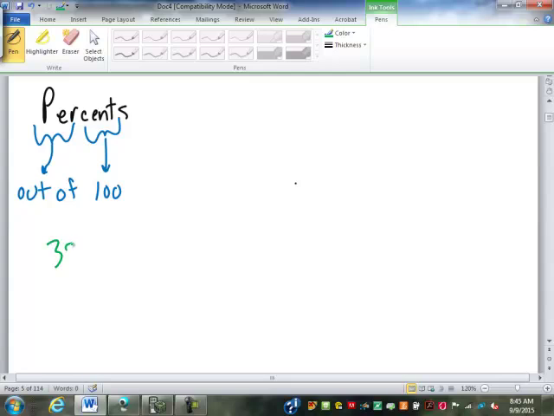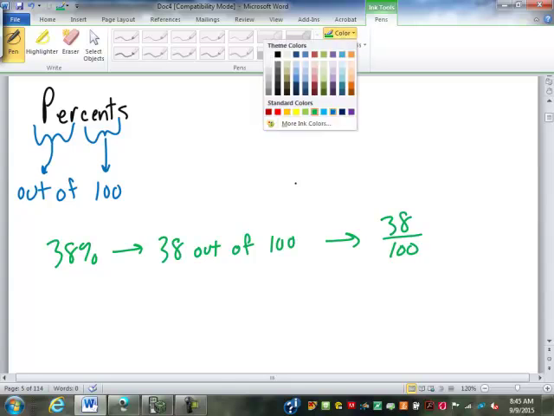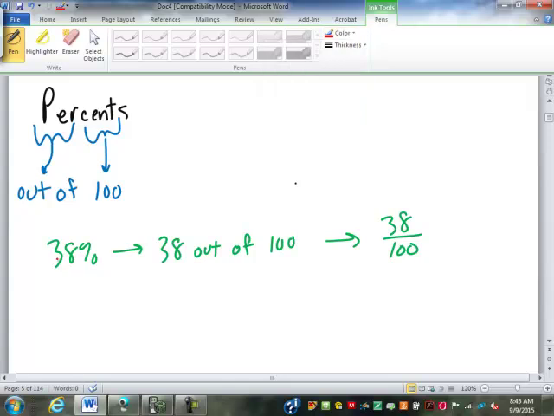So 38% literally means 38 out of 100. Or we could write it as a ratio. That notation looks like a fraction, and it kind of is. Means 38 out of 100. In fact, it is just that simple to change a percent into a fraction. 38%, 38 out of 100, we make it 38 over 100. Now, we wouldn't leave it like that because both of those numbers can be divided by 2. So we would reduce it to 19/50ths as a fraction.